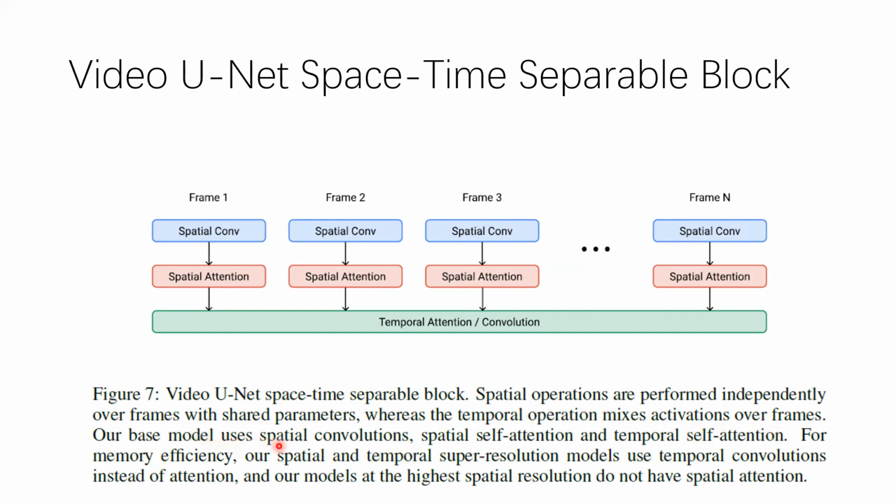Our base model uses spatial convolutions, spatial self-attentions, and temporal self-attentions. For memory efficiency, our spatial and temporal super resolution models use temporal convolutions instead of attentions. Our models at the highest spatial resolution do not have spatial attention.